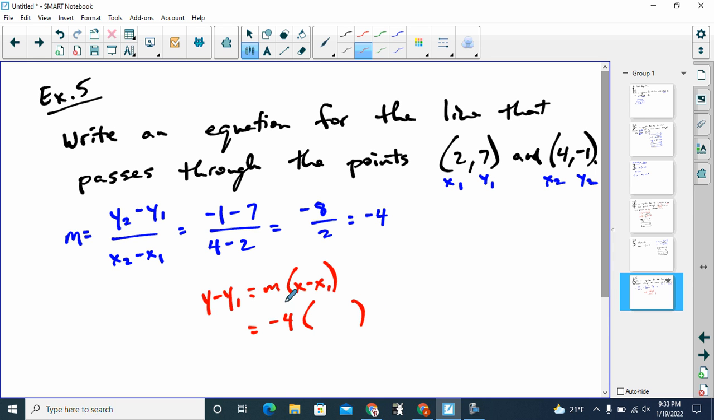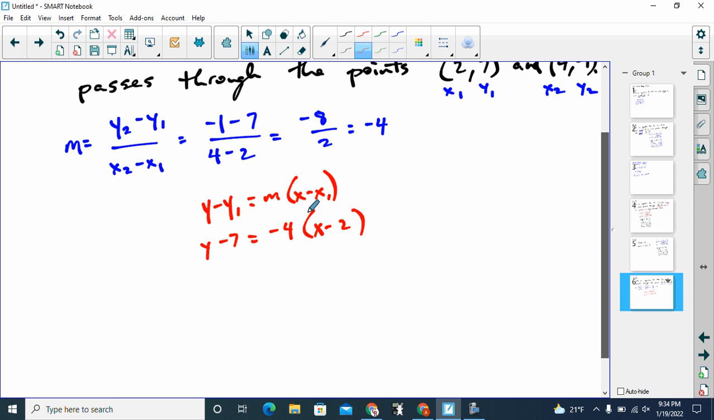And the point you use, it actually doesn't matter. You can use either point you want. Because I've labeled this one x1, y1, and it says x1, y1 in here, I'm going to use this one. Generally, if one point has big numbers and the other one has small numbers, I would use the one with small numbers, would be easier to work with. But it doesn't matter which point you choose. So x1 is 2, y1 is 7. One thing you have to pay attention to, though, if I use this x value, I have to use the y value that goes with it. If I use 4 for x, I have to use -1 for y. You can't mix and match.